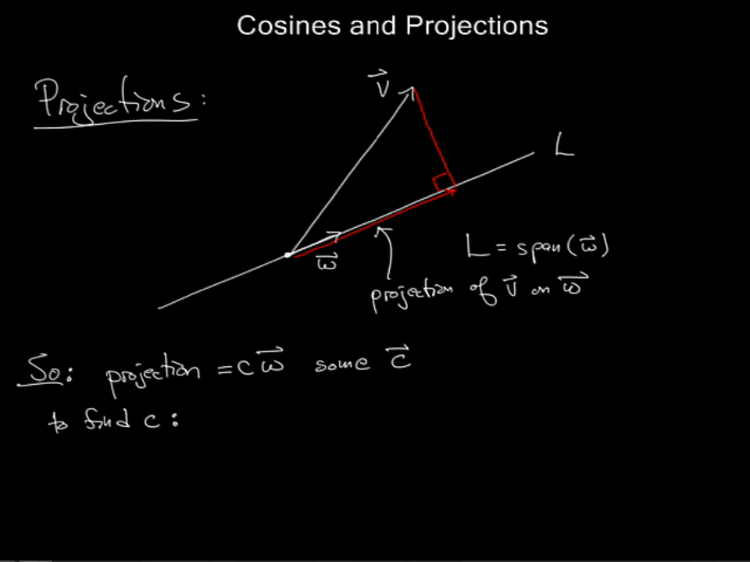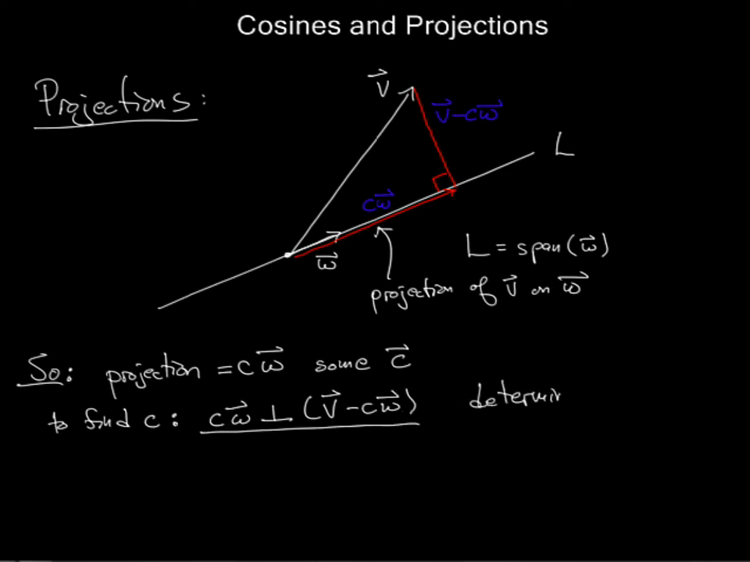Well, how do we tell? The point is that this vector that I'm looking for, c times w, is the red one here, and this other vector is therefore v minus that. And the condition is that they're supposed to be perpendicular. So cw is supposed to be perpendicular to v minus cw. And that clearly determines c.